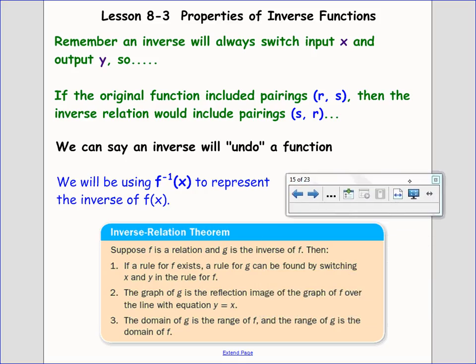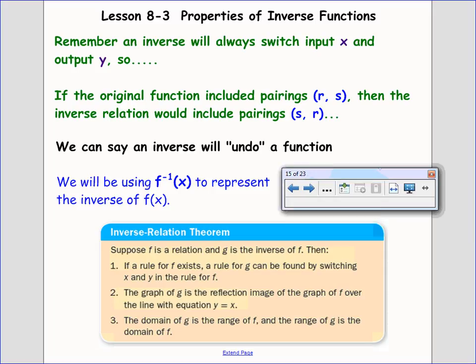Okay. Our final topic of discussion involves properties of inverse relations and functions. And we're going to determine how to find the inverse relation now using an equation. And we'll be able to verify that two relations are indeed inverses or not. So here we go. Remember, an inverse will always switch the input x and the output y. So if the original function included pairings like r comma s, the inverse relation would include pairings like s comma r. We can say an inverse will undo a function.